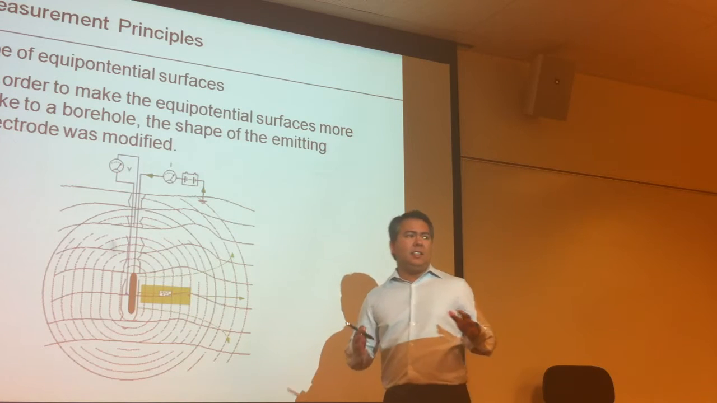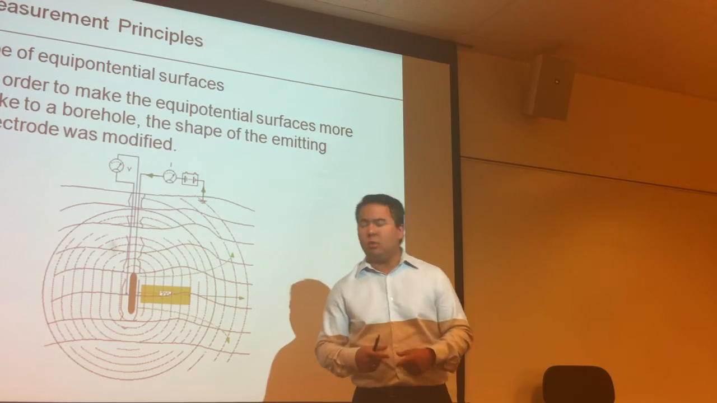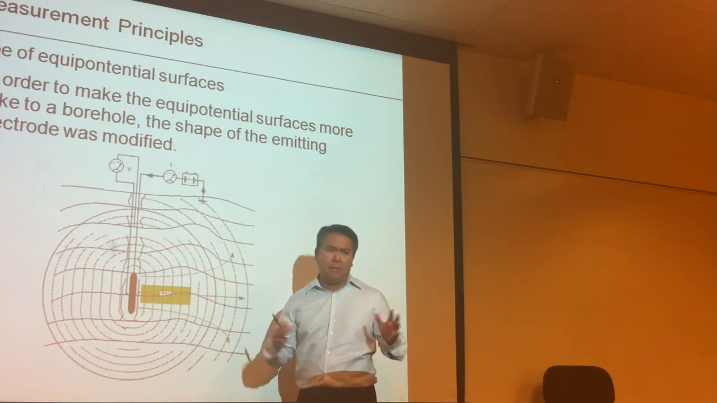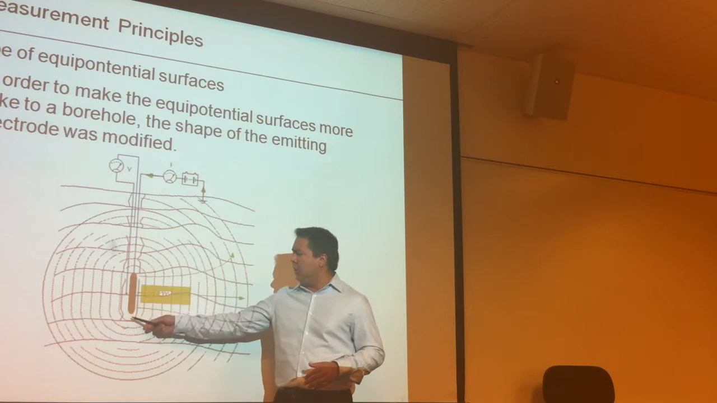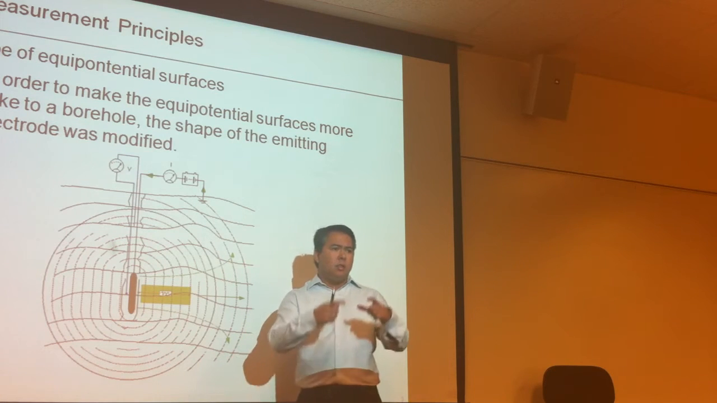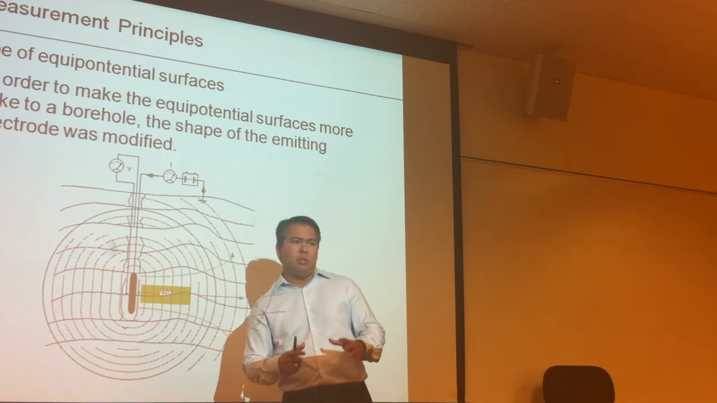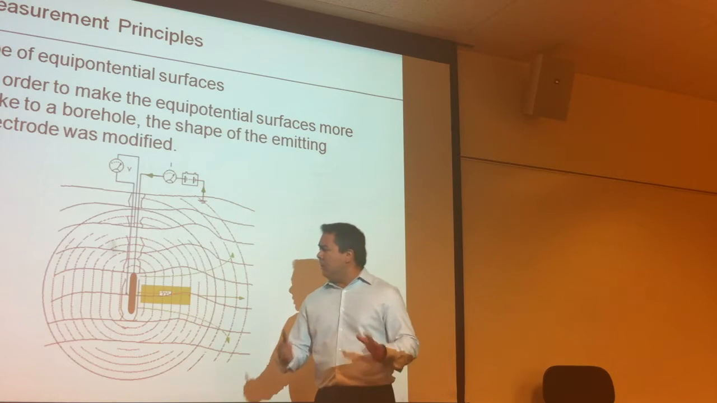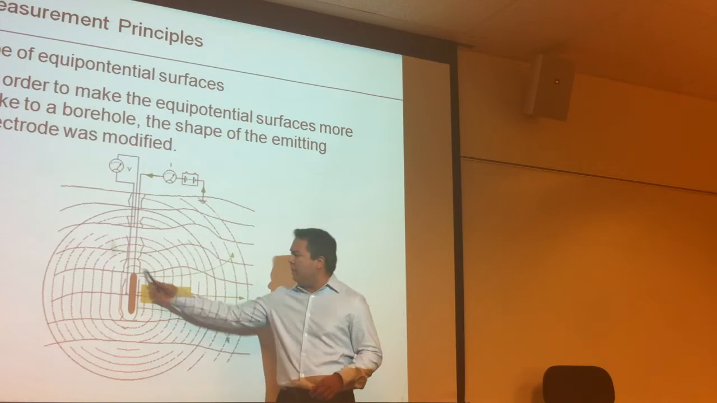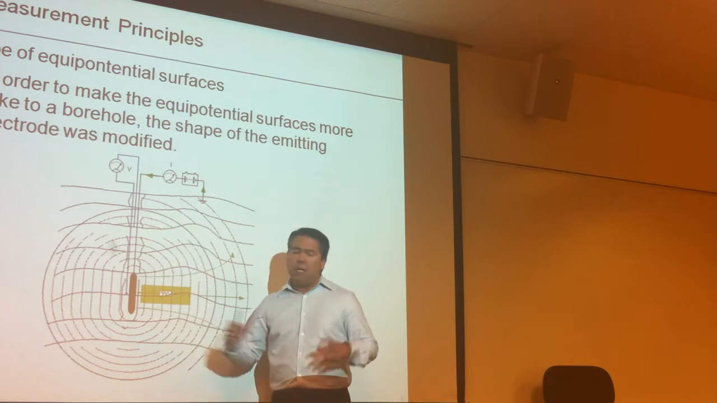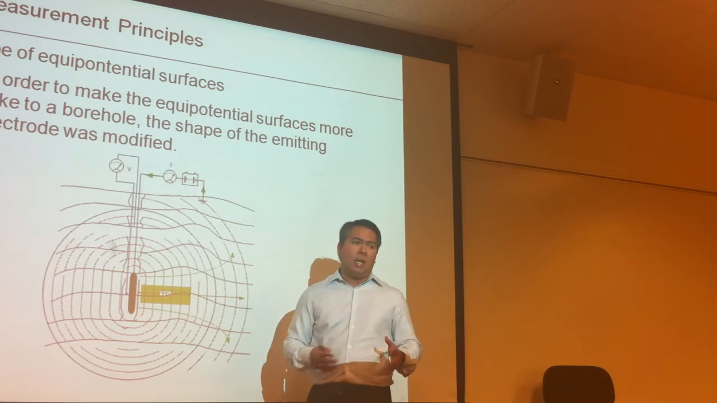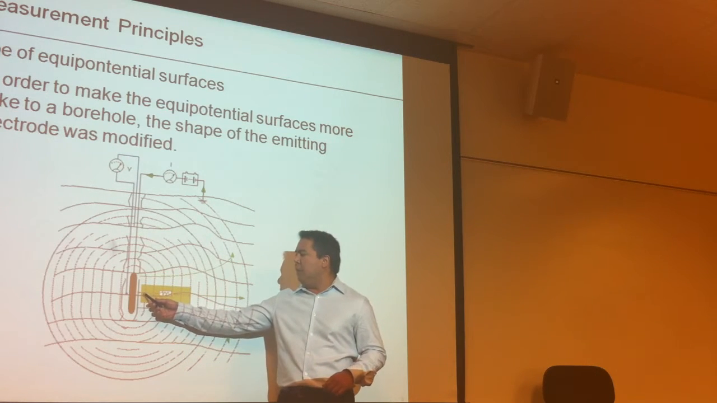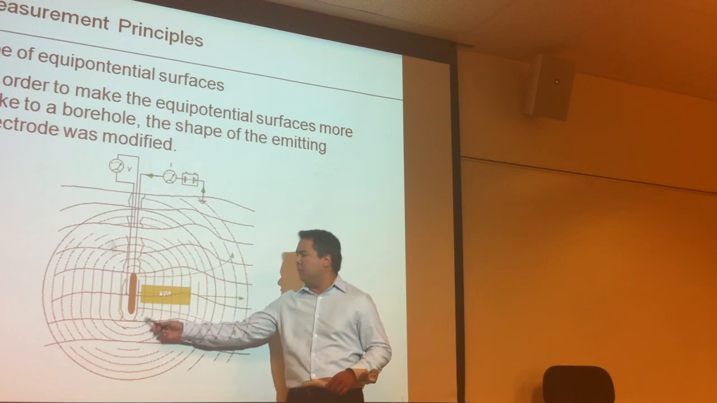After that, what they did was change the shape of the electrode to make it more like the borehole's shape. As you can see here, this has a cylindrical shape, so it looks more like the borehole, right? By doing this, we try to make this equipotential shape cylindrical as well, so we can make sure that the current is being emitted perpendicular to these surfaces.